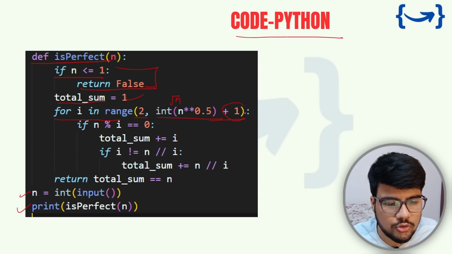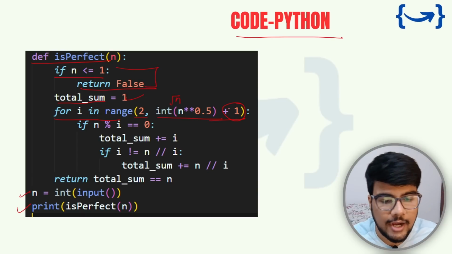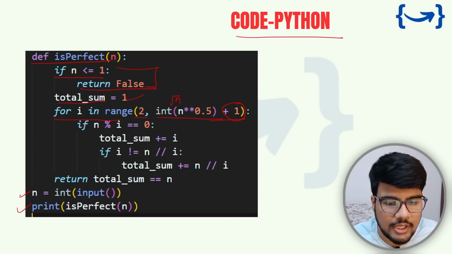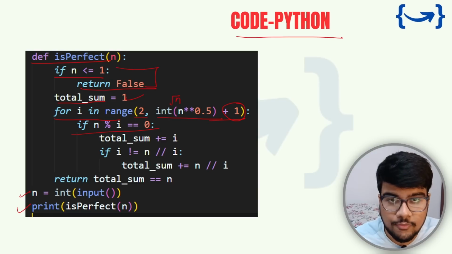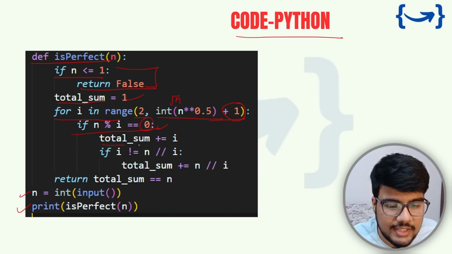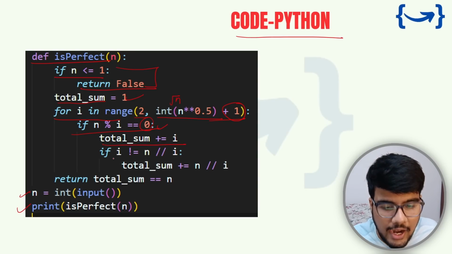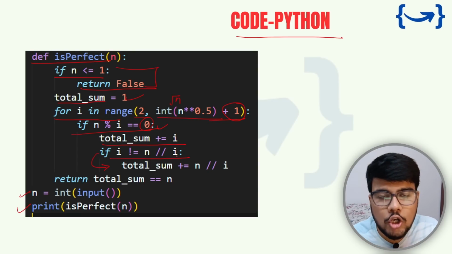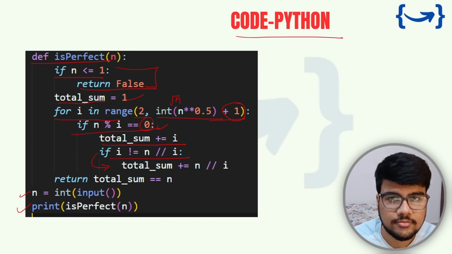Plus 1 so that I can add the last value, and pointing it to int because I just need to eliminate the decimal points. So if my number is a factor, if n mod i is 0, then definitely please add it to the total sum. And again, before adding it, please make sure that I will not add something, n divided by i, again in the future.